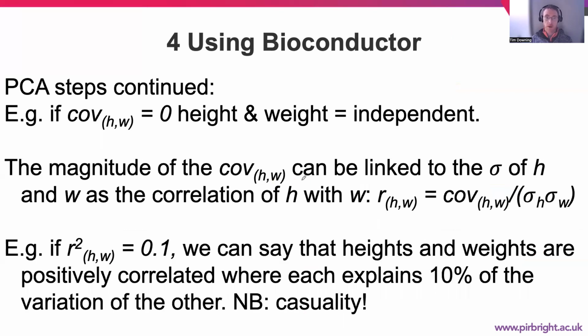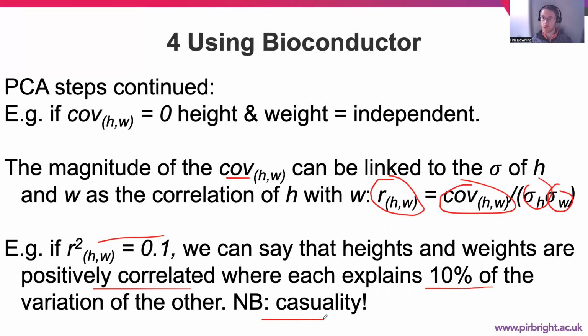So the next step is to explore the level of dependency, and then to compare the covariance to the variance individually of the heights and weights, to scale it and calculate our correlation coefficient. So we're taking the covariance of height and weight together, divided by the variance of heights and the variance of weights. For example, if the R square value is 0.1, we can say that they are positively correlated, where each explains 10% of the other's variation. It doesn't mean there's any causality there. Indeed, height and weight could be caused by another independent, unobserved feature.